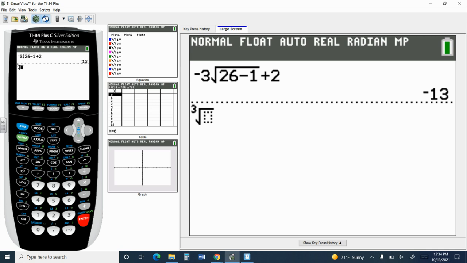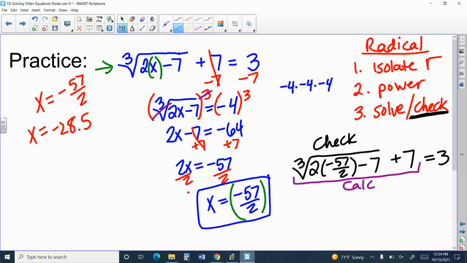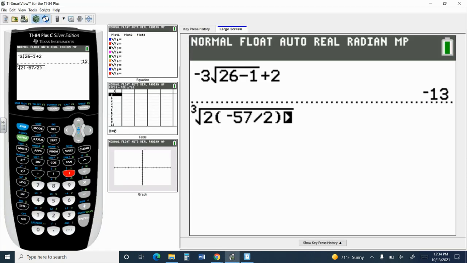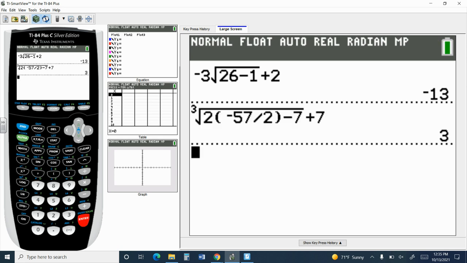Then under the cube root, I had 2 multiplied by negative 57 divided by 2. I'm just going to put that in parentheses. Then let me just check. The -7 was under the radical, then we had a +7 outside the radical. To get to the outside of the radical, you have to use the side arrow button. Now my cursor's outside the radical, so now I can hit +7. Once we simplify that on our calculator, it just gives us 3.